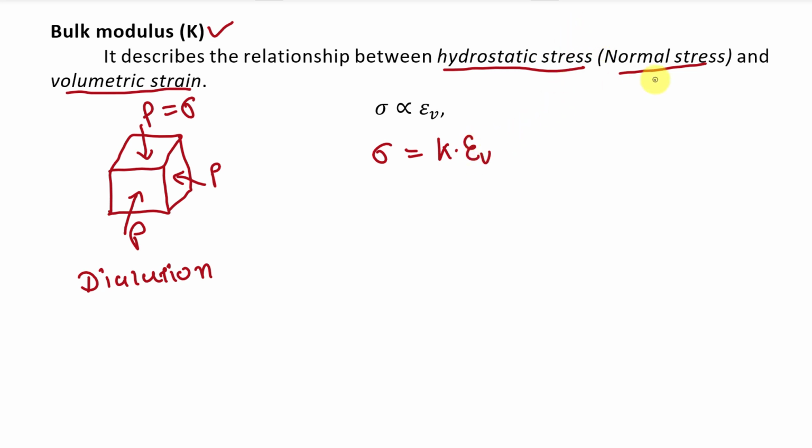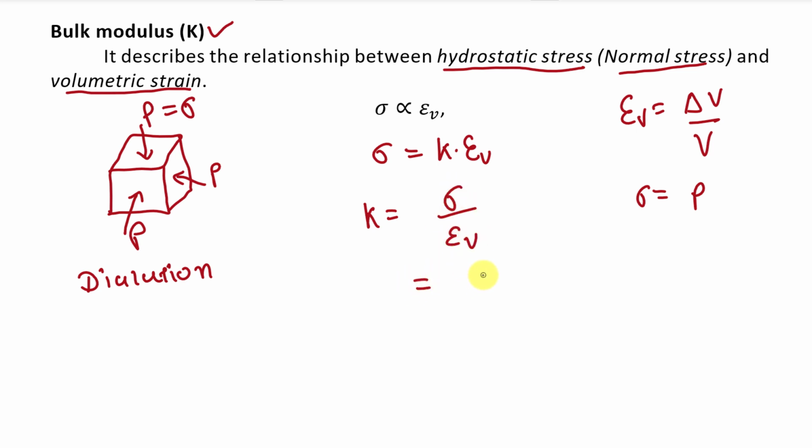Here what is epsilon V? Epsilon V is change in volume divided by initial volume, right? And what is this sigma? This sigma is nothing but the pressure P. From here, K will be equal to sigma divided by epsilon V, and we can also write it as P divided by delta V divided by V, right?